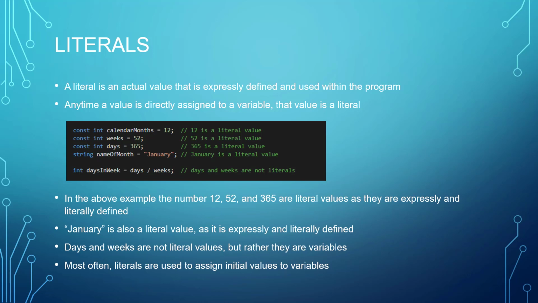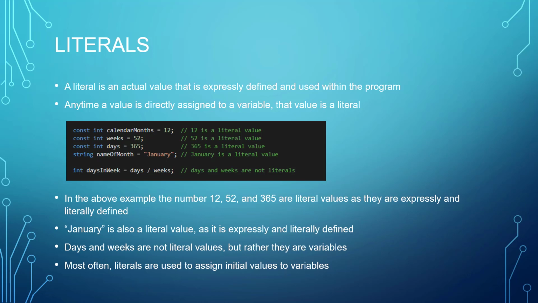So in the above example, the numbers 12, 52, and 365 are literal values as they are expressly and literally defined. January is also a literal value as it is expressly and literally defined. Now, we've been using literals the whole time we've been programming so far.